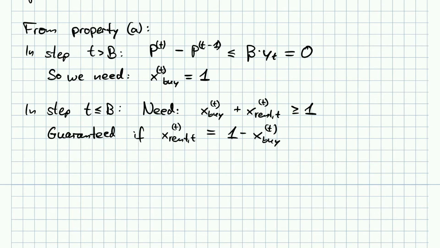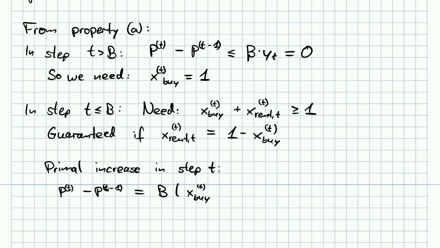Now what else do we need? We'll now have to have a look at the primal increase. How big is the primal increase in step t? Well, this is what we call p_t minus p_{t-1}. And this we can write as capital B times (x_t^buy minus x_{t-1}^buy) plus x_t^rent.